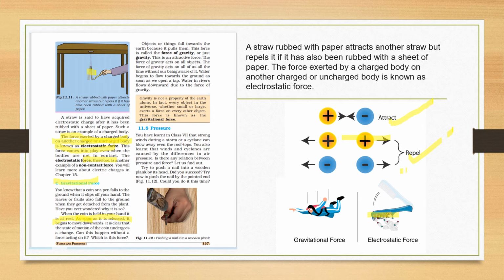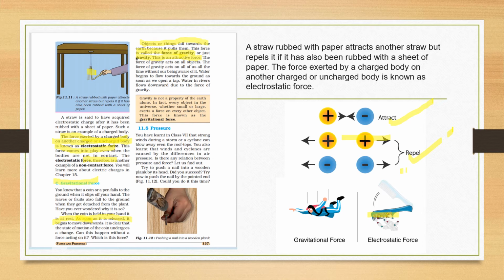So why is it like that? What is that force which acts on it? The answer is that objects fall towards the earth because the earth pulls them. This force is called the force of gravity. We just say it is gravity, and it is an attractive force. The earth attracts all the objects present on it towards the earth. We are not aware of it, but it attracts towards the earth.